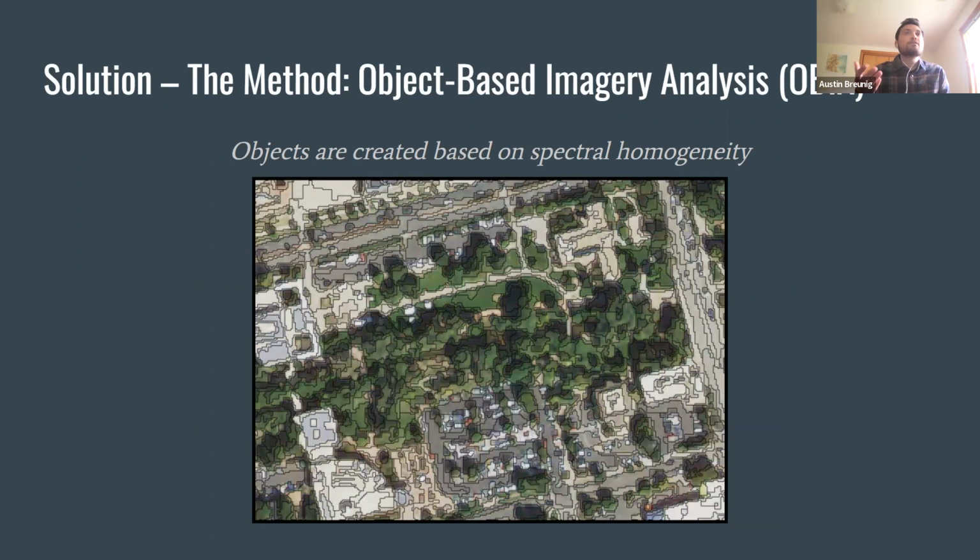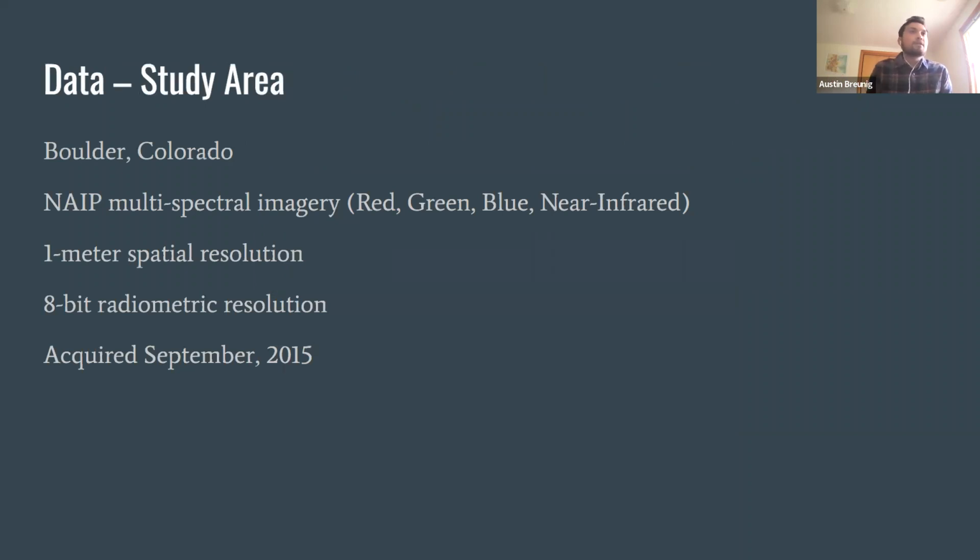I used object-based image analysis to segment and classify the imagery. If you don't know, objects are essentially a collection of spectrally homogeneous pixels. And so you can associate those objects with characteristics of land cover that we know, and that includes shadows. Once you've identified those land cover types, then you can take the spectral composition of each object and begin the correlation test. So my study area was Boulder, Colorado.